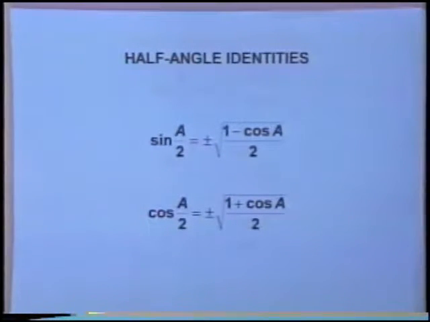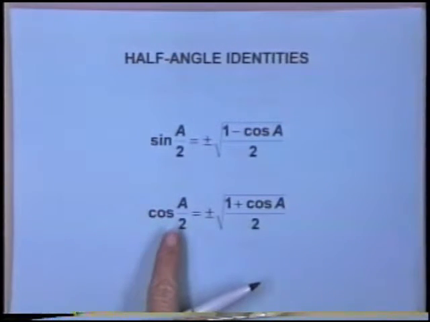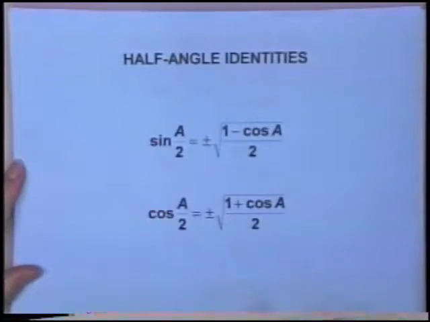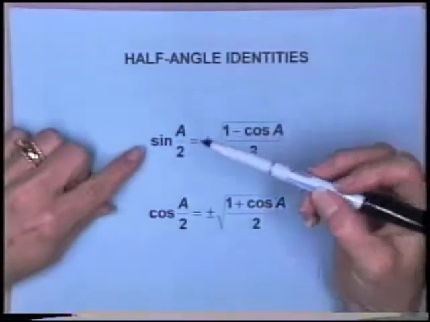Now to develop this half-angle identity for the cosine of A over 2, I would do basically the same thing that I did in this last example using a double angle identity, but I would use the form that said cosine 2a equals 2 cosine squared a subtract 1, and then solve. I would get to here.